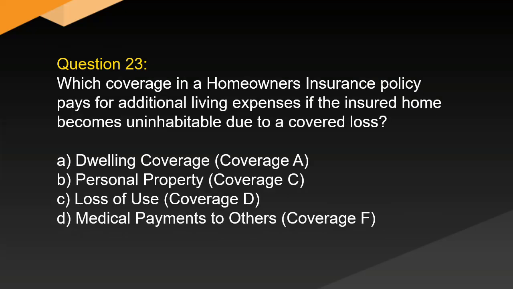Question 23. Which coverage in a homeowner's insurance policy pays for additional living expenses if the insured home becomes uninhabitable due to a covered loss? A. Dwelling coverage, Coverage A. B. Personal property, Coverage C. C. Loss of use, Coverage D. D. Medical payments to others, Coverage F.